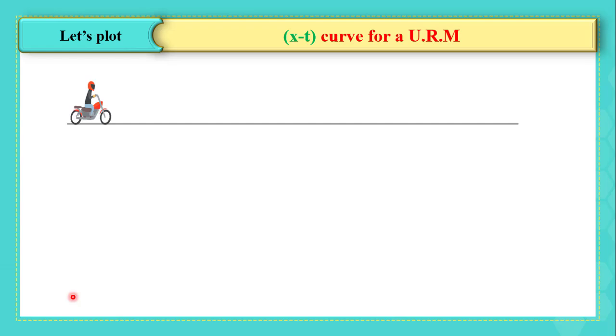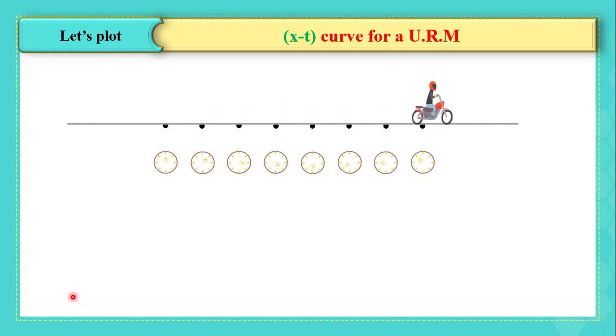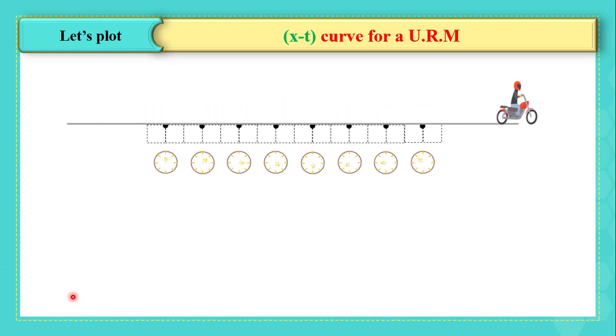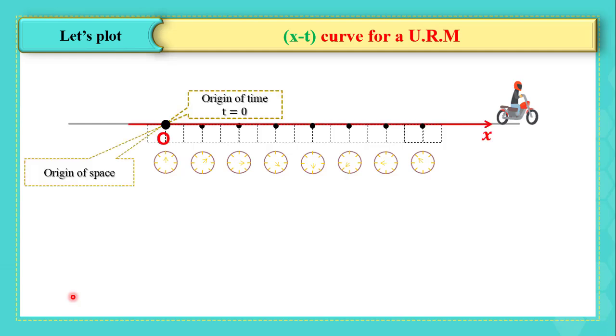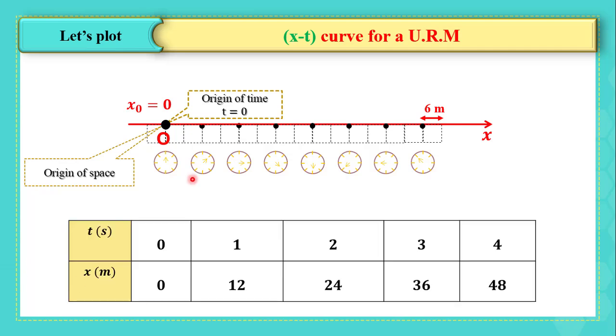Now to plot the XT curve for a uniform rectilinear motion, we start by choosing a space frame of reference. We will choose the x-axis of origin O. Here we started timing when the object is on the origin, which means that the initial abscissa is x0 equal to 0. Let's fill the table with the abscissas at the different instants. It is given that each square corresponds to 6 meters. Then, at t1, x1 equal to 12 meters. At t2, x2 equal to 24 meters. And that's how we fill the table.